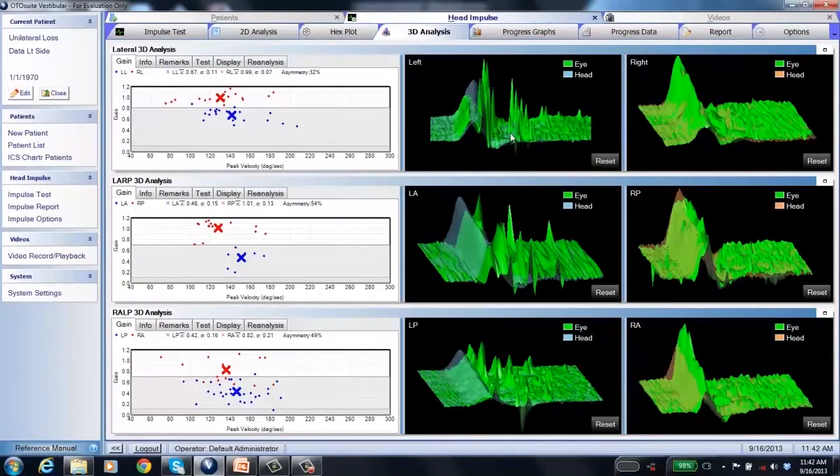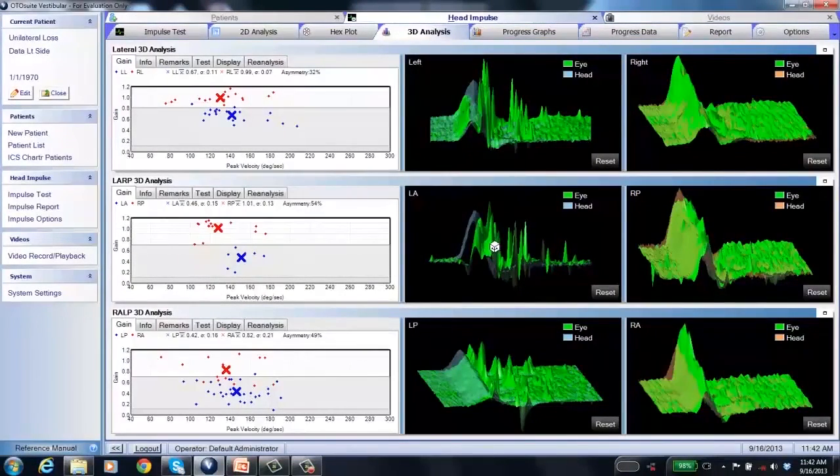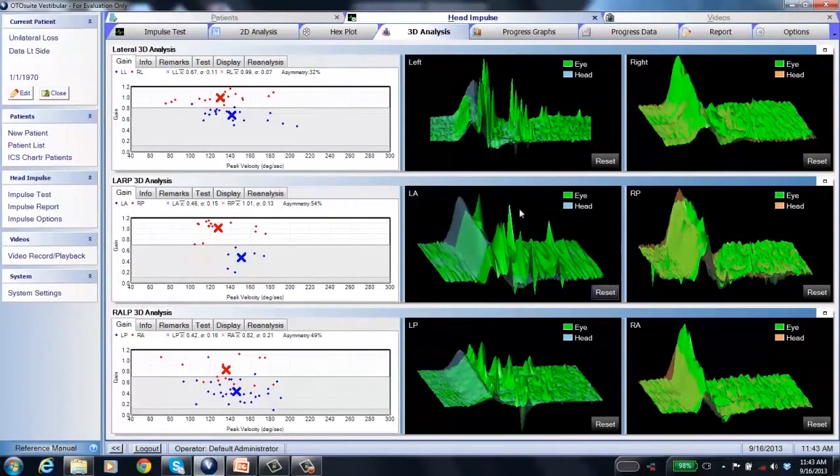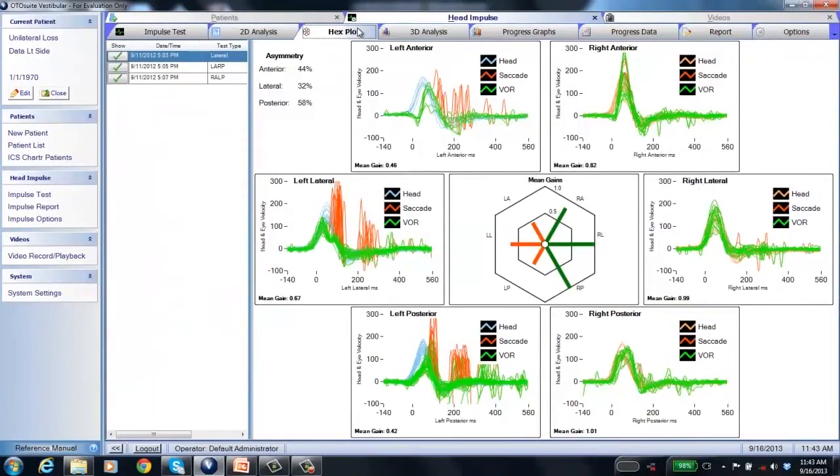So one thing Michael Halmagyi says to look for is the canyon, and actually the left anterior is a good example of this. But see this big canyon or difference, like a hole, between the head movement, which is the blue, and the eye movement, which is the green. So if you see that canyon, that's where the gain is not working appropriately. The eye is obviously different from the head. So again, you can turn all these around and look at them however you want, and if you want to put them right back where they were, you just hit the reset button. And then if we go to hex plot and look, we can see again the left side is abnormal and the right side is normal.